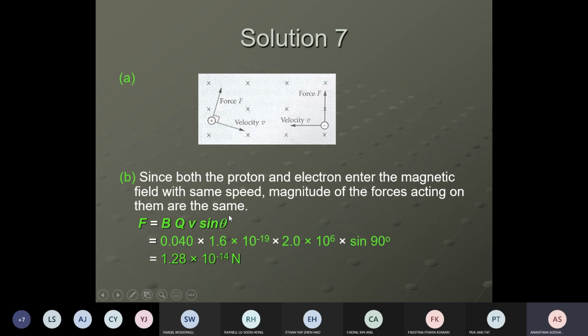Okay, so this is how the working should be. So these are the directions and BqV sine theta. Since both proton and electron enter the magnetic field at the same speed, the magnetic force acting on them is the same because they possess the same charge.